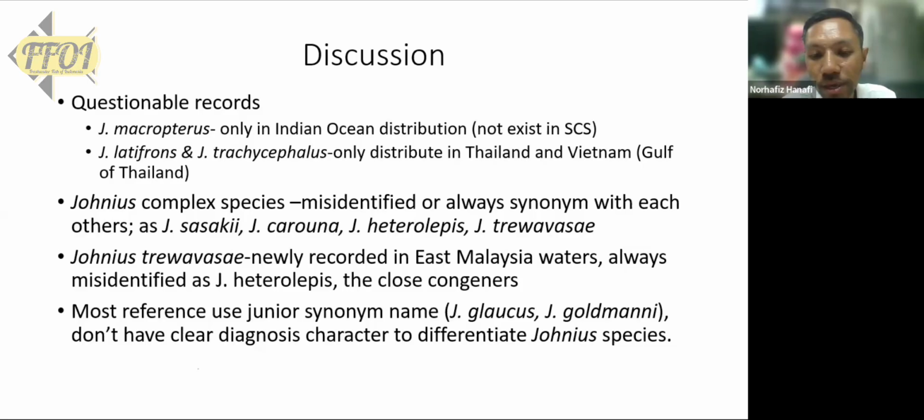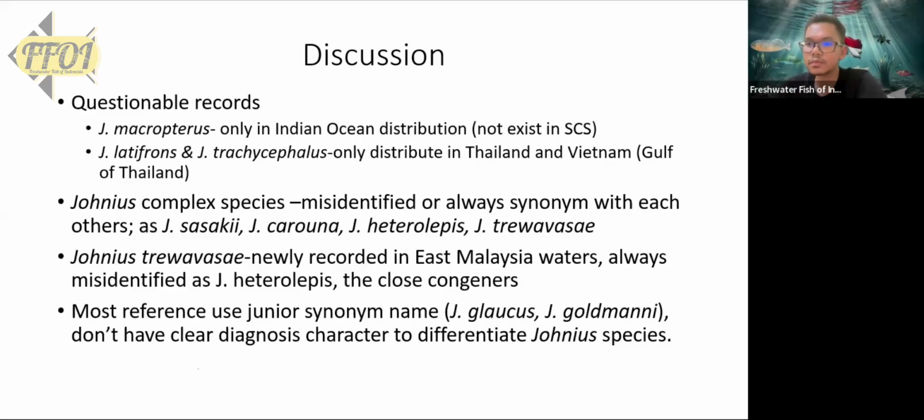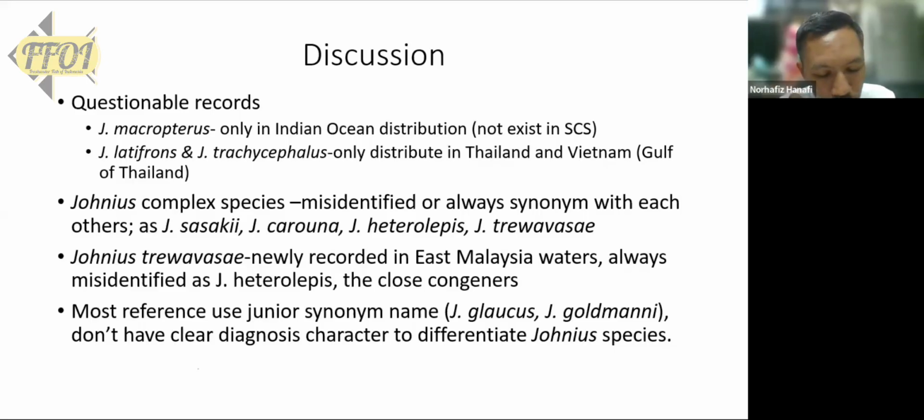Okay, then you have to bear in mind that actually many books, such as books of fishes, use junior synonyms, which are old names. You have to be very careful. For example, Jones glaucus and Jones goldmani are actually old names for Jones boniensis and Jones caruna. We have to check that. Yeah.